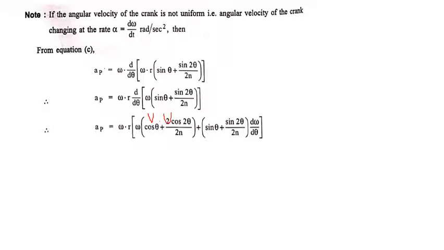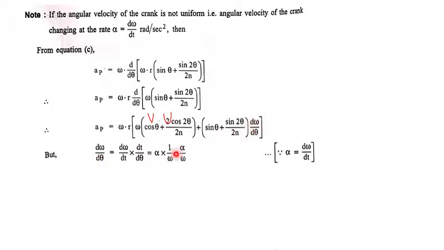Now differentiating the v term. So we are differentiating this v term. Therefore, the differentiation of omega with respect to theta. And we know that alpha is nothing but the rate of change of angular velocity with respect to time. So here, in place of d omega by d theta, we can represent it by alpha. But here we have d omega by d theta.